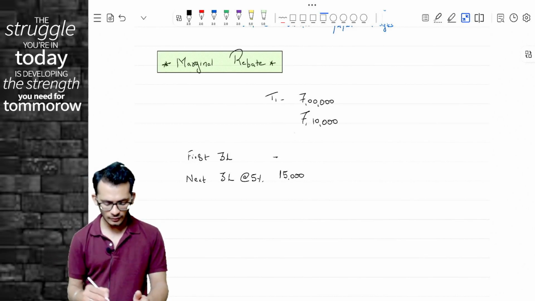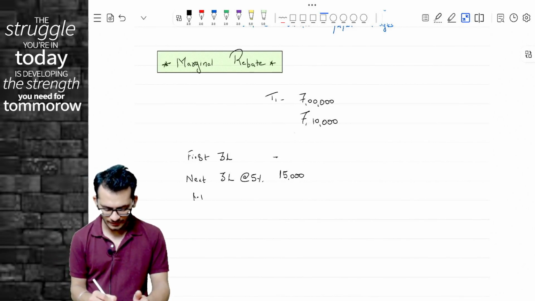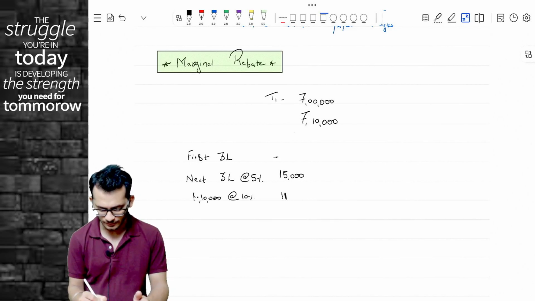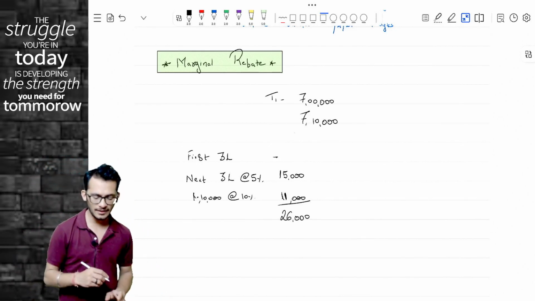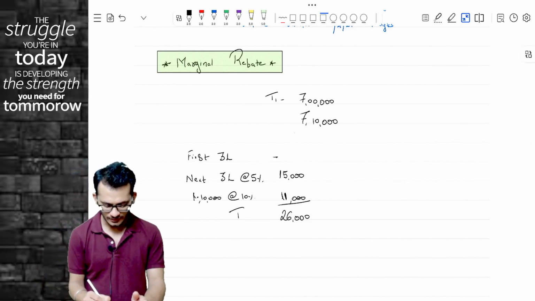Yes. So 6 lakhs is over. Left off is balance 1 lakh 10,000, which will be taxable at the rate of 10%. Number is 11,000 rupees. Which means total tax is 26,000. Now, I know we have to put cess and everything, but hold back. Total tax is coming as 26,000 rupees.